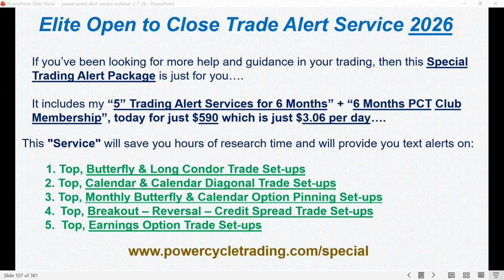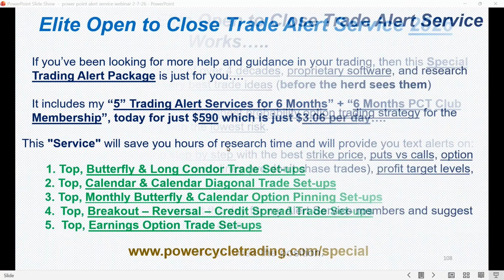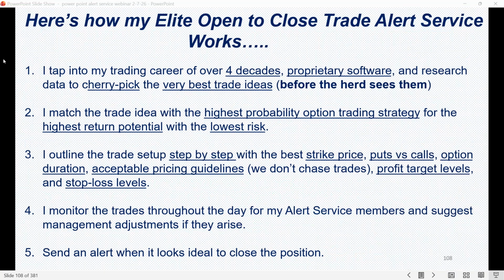So those are the different types that you're going to be getting sent to you. And the service, if you break it down, you're talking $3.06 per day. So super great deal to tap into. My 4 decades of trading, my proprietary trading software, and the research that I use to basically cherry pick these really great trades, before everybody else sees them.